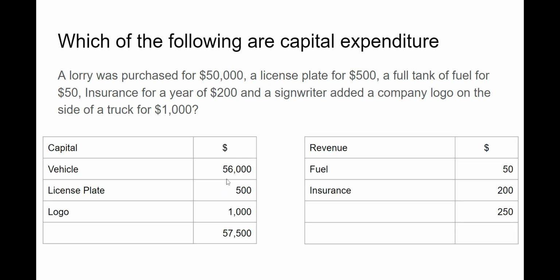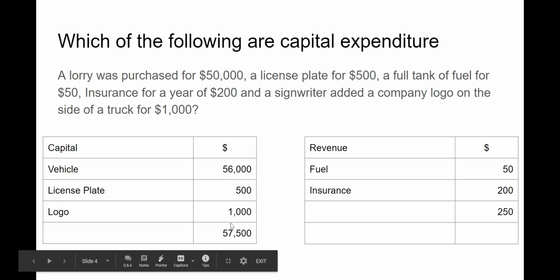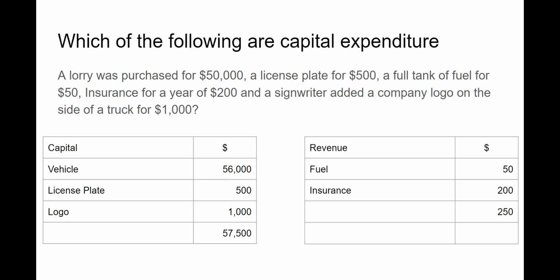Okay, vehicles, I said already, that's clearly capital expenditure. It's a non-current asset. The license plate is a one-off cost. In most countries, you buy a license plate and that stays with the vehicle for the vehicle's life. So that is capital expenditure. And the logo, even if we pay for that separately from the purchase from the garage, that is still improving the vehicle for use by the company and therefore capital expenditure.